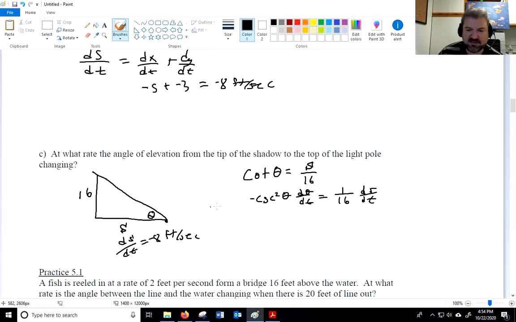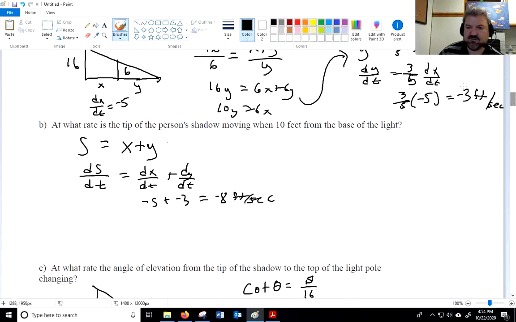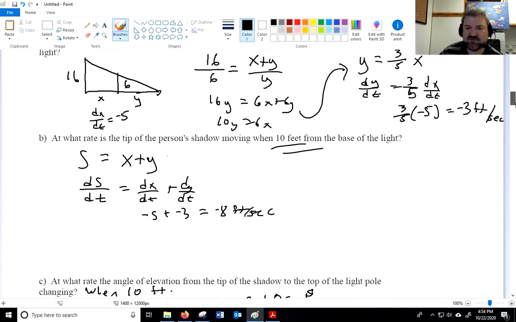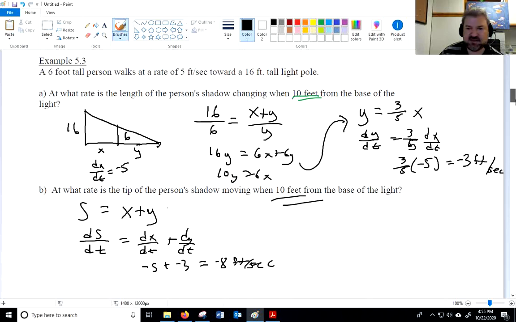Because we need to know it at a specific moment. Oh, you know what? They must mean 10 feet, right? Yeah, when 10 feet away. Sorry about that. When 10 feet away. So that is when the shadow is moving, when the person is 10 feet from the base of the light.